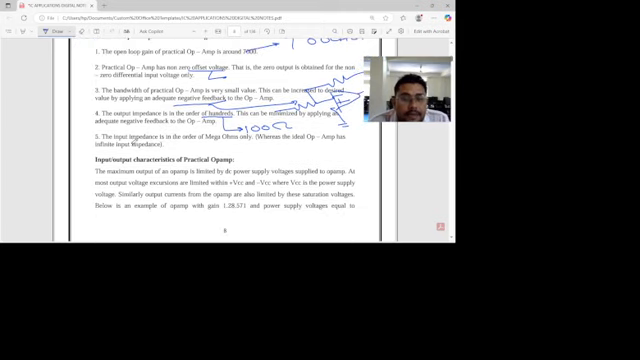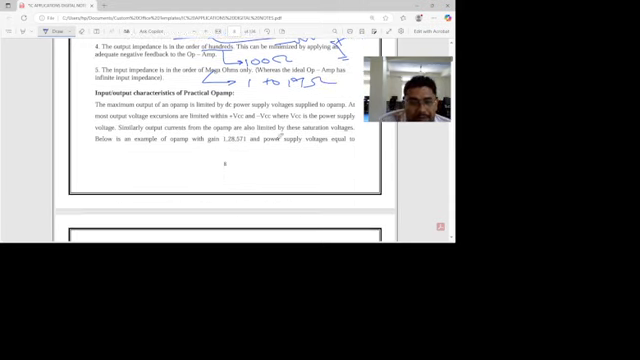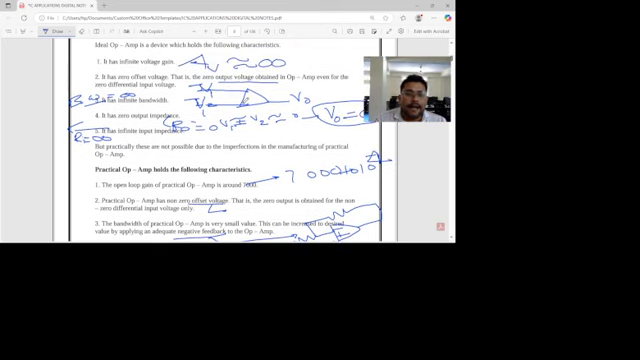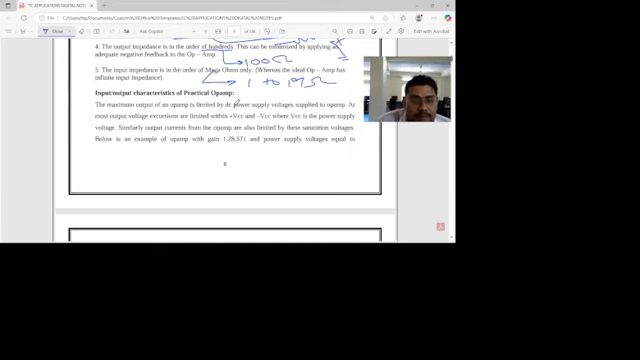Second, the input impedance is on the order of mega ohms. In an ideal op amp it was infinite, but that is not possible practically, so it is approximately in the 1 to 10 mega ohm range. So these were some characteristics of practical and ideal operational amplifiers.